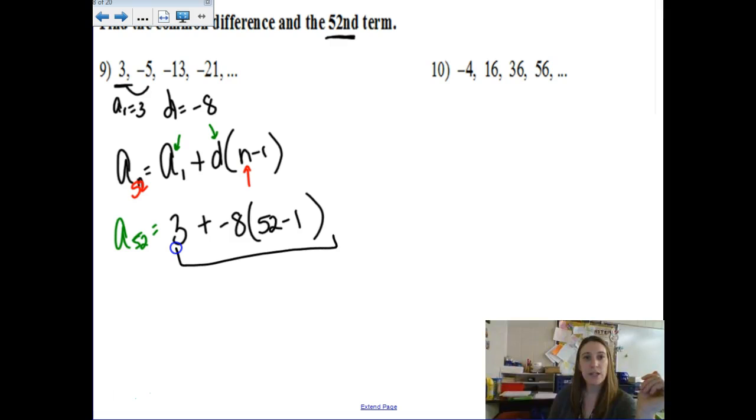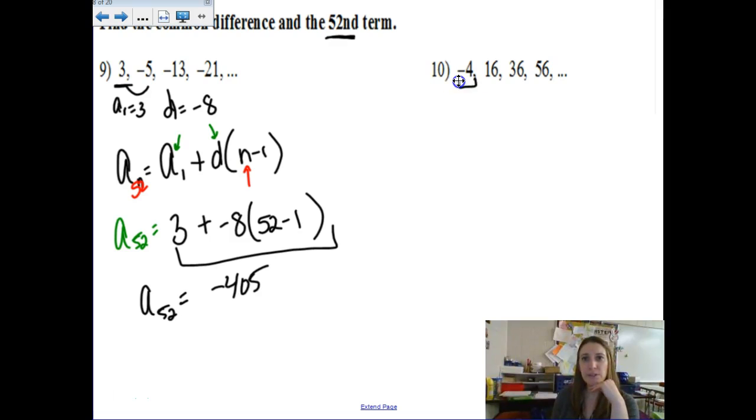So cranking this in my calculator, which I already did, so I'm just going to steal my answer. I got negative 405 is my 52nd term. So this notation here just means your 52nd term in the sequence. Definitely not the only way to get the right answer. I just think that's a nice easy way to figure it out if you're stuck.